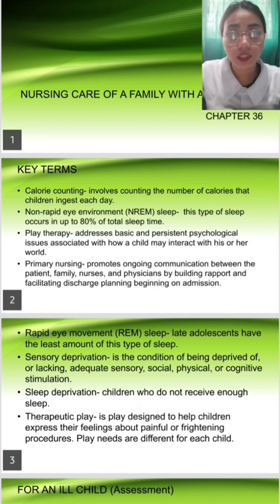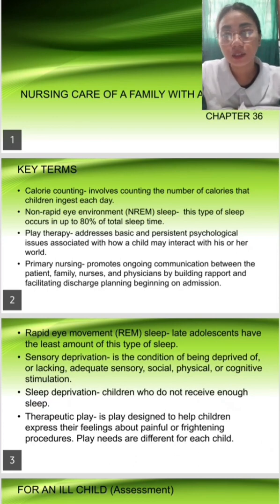First is calorie counting, which involves counting the number of calories that children ingest each day. The amount of energy in an item of food or drink is measured in calories. When we eat and drink more calories than we use, our body stores the excess as body fat.